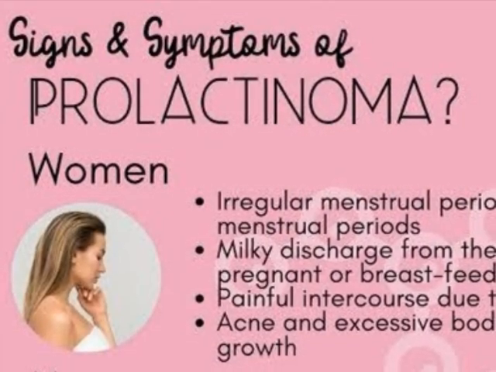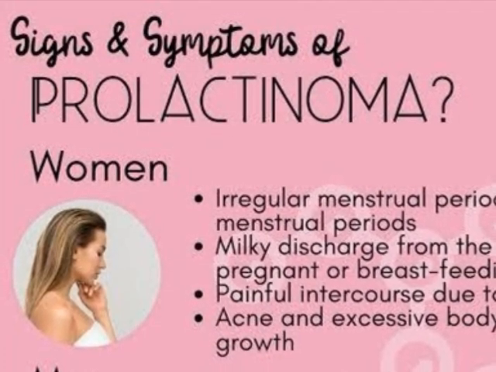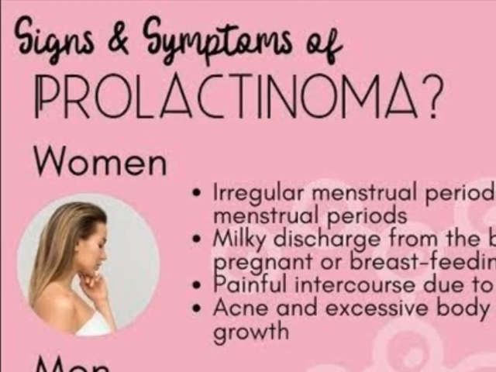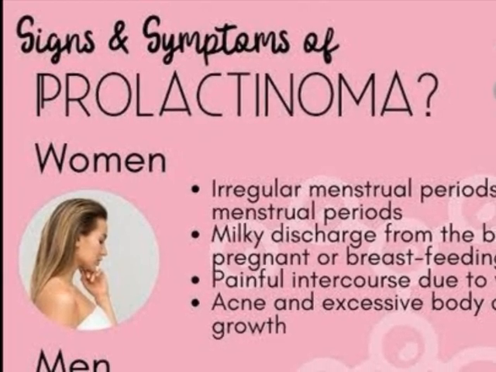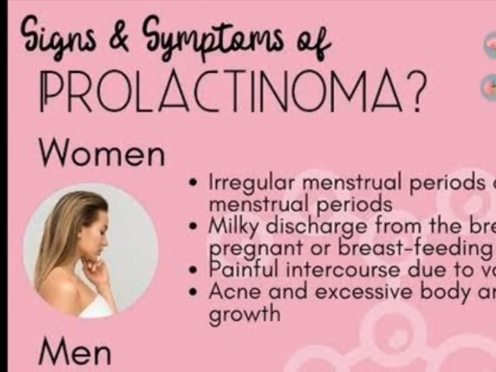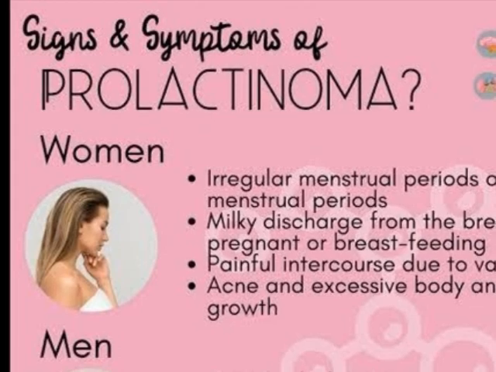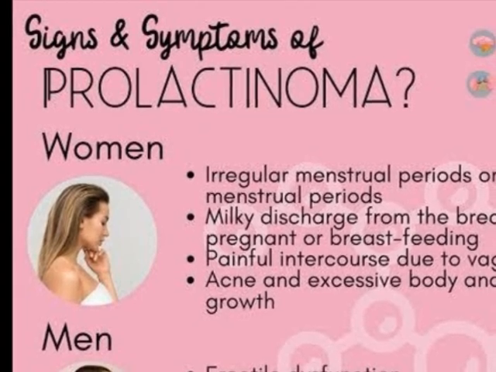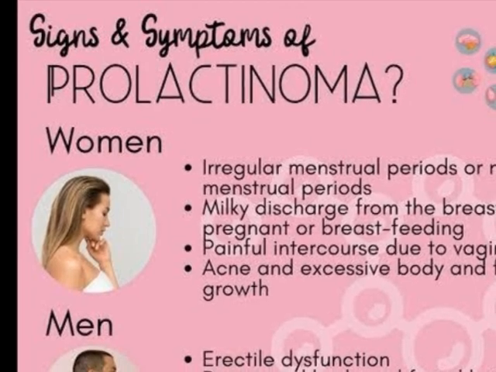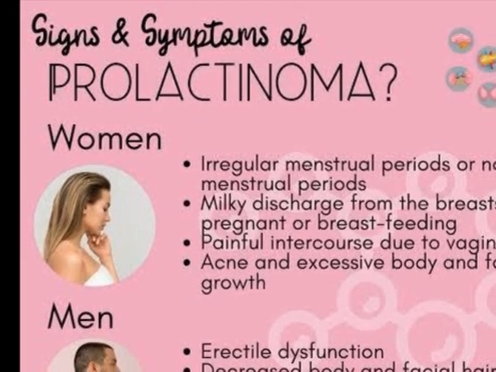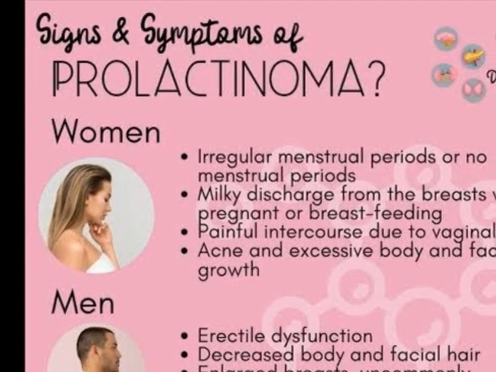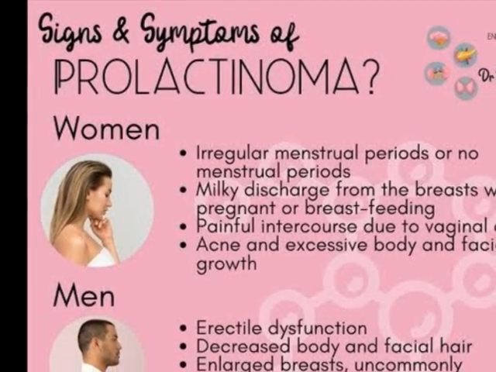Among women, common symptoms of having a prolactinoma include changes in menstruation such as irregular periods or no periods, infertility, milky discharge from the breasts also called galactorrhea, loss of interest in sex, pain or discomfort during sex due to vaginal dryness. Among men, common symptoms include loss of interest in sex, low levels of testosterone, erectile dysfunction, and decreased body and facial hair.